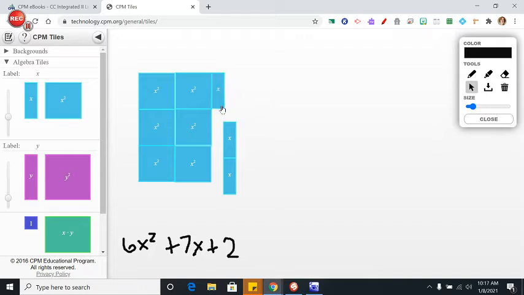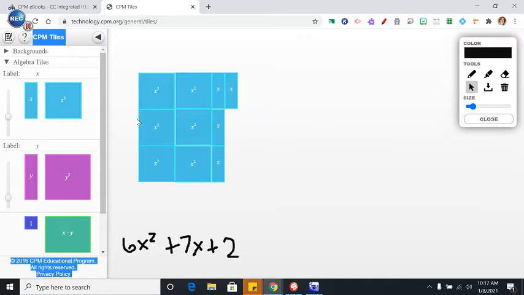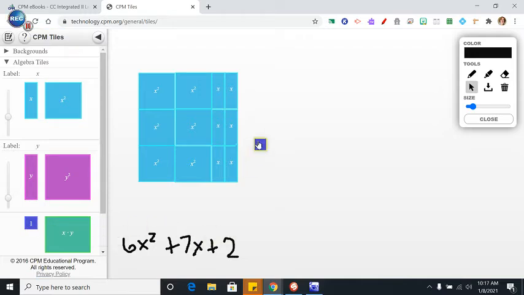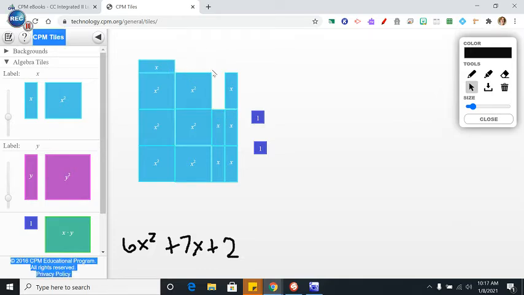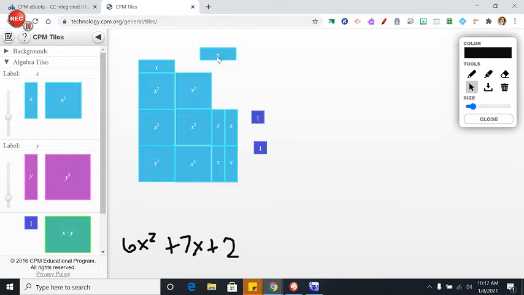And I'm kind of seeing I can already put these here. Let's see, 7x tiles. There's 6. And then 2 unit tiles. So I need 2 of these. And I'm making a rectangle with these. So let's see, I'm going to move these guys over here. And then bring this over here.